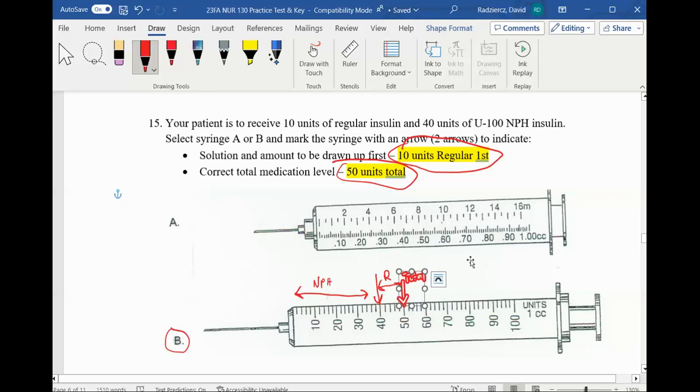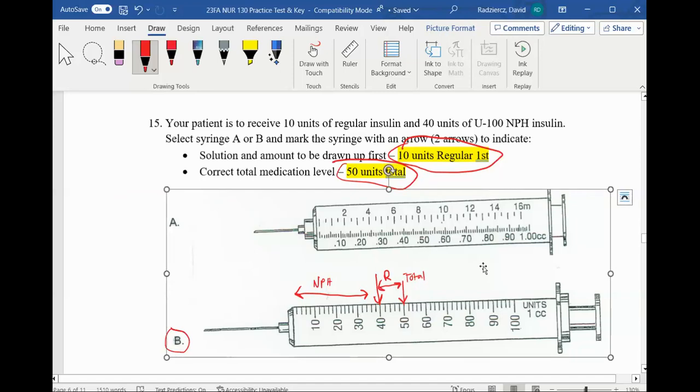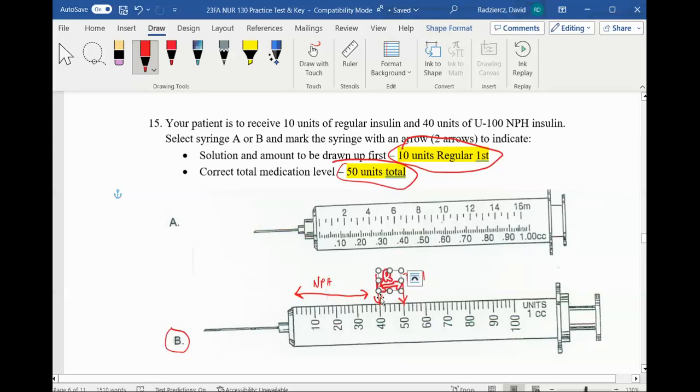Then, to correctly mark where the regular insulin is, because you drew it up first, hypothetically, the regular insulin is going to be closest to the plunger side, which is why I mark the regular at 40, because 50 minus 10 is 40. Then I add, as an extra piece of information, that little line between the two marks, indicating that that's where the regular insulin exists. The NPH is located between 0 and 40.